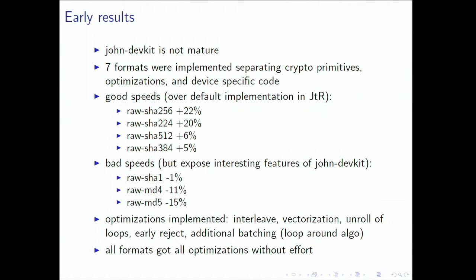Optimization is done with interleaving. There is automatic vectorization, loop unrolling, the early rejection of bad candidates with a wrong hash, and additional use of bigger packages, so the cycle around the algorithm is getting bigger. All the formats got the optimization just by clicking in a config.